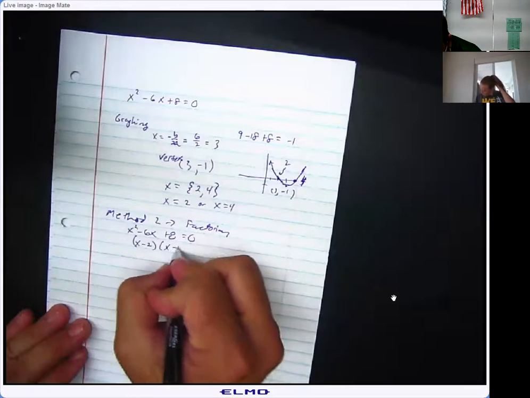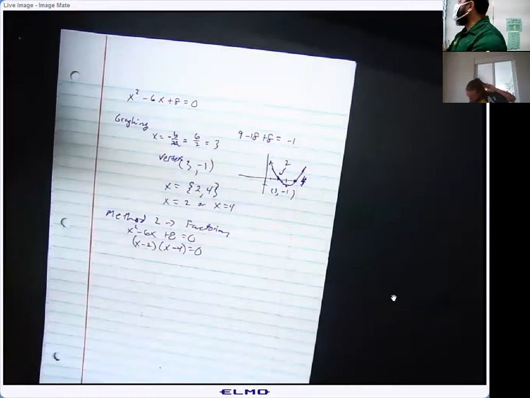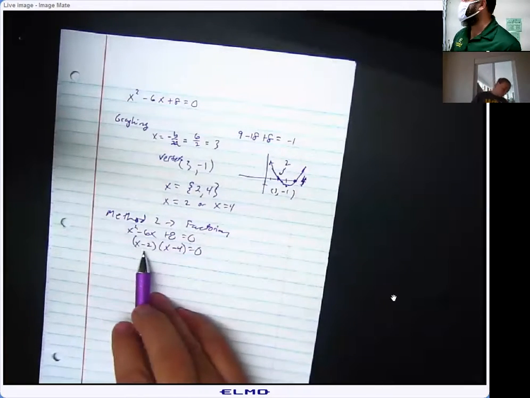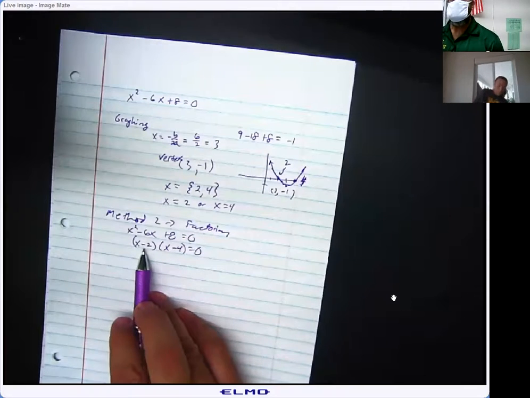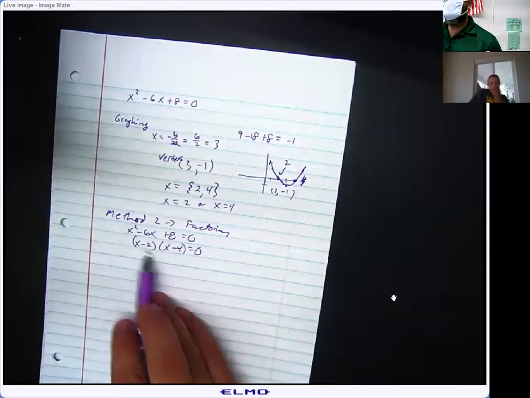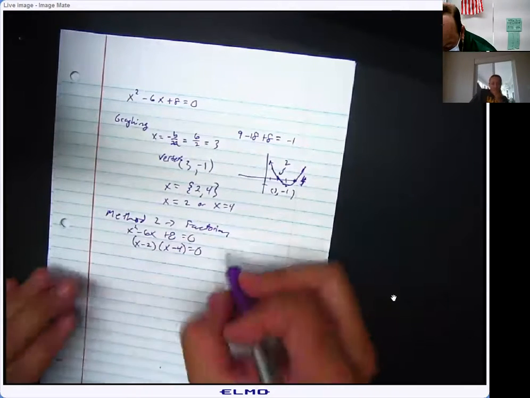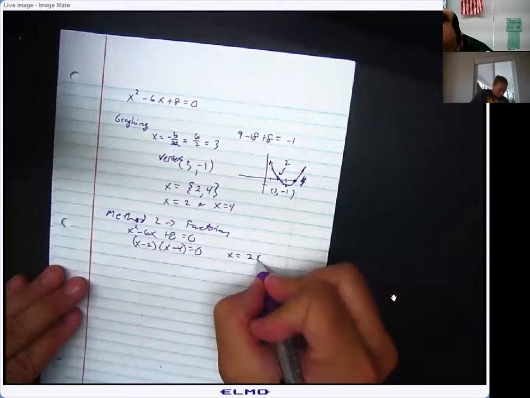-2 and -4. And then you could look at this, and the zero product property says, what's the only number that I could plug in for x that's going to make that happen would be 2. And the only one that's going to happen there would be 4. And so you get exactly the same answer that we got the other way, but far easier.